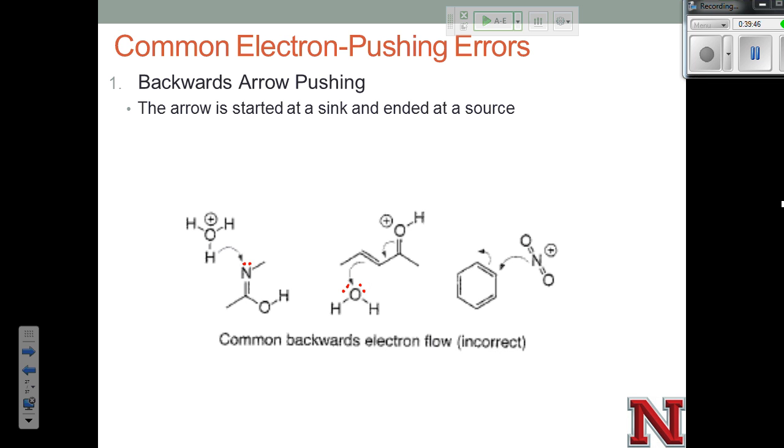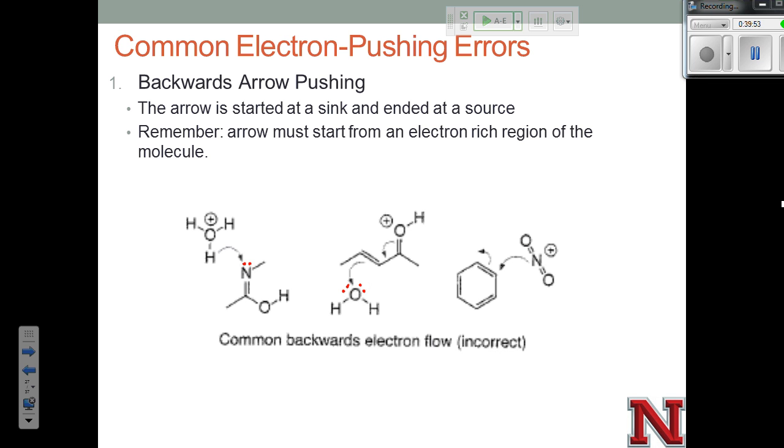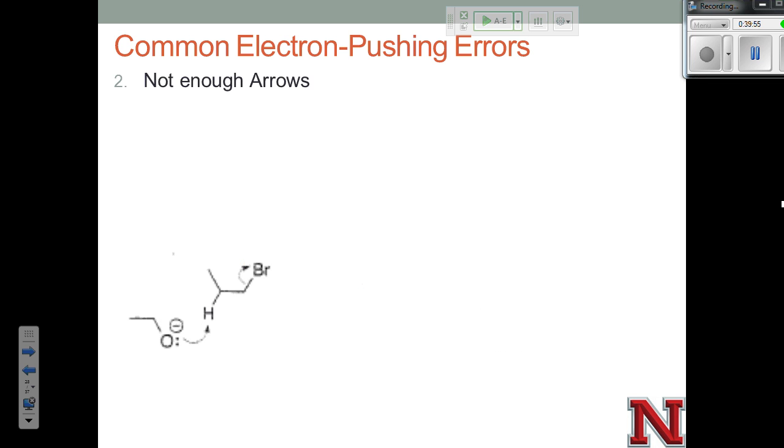So that's our backwards arrows. The base of our arrow is coming from a source, not coming from the sink. The sink is where the arrowhead points.